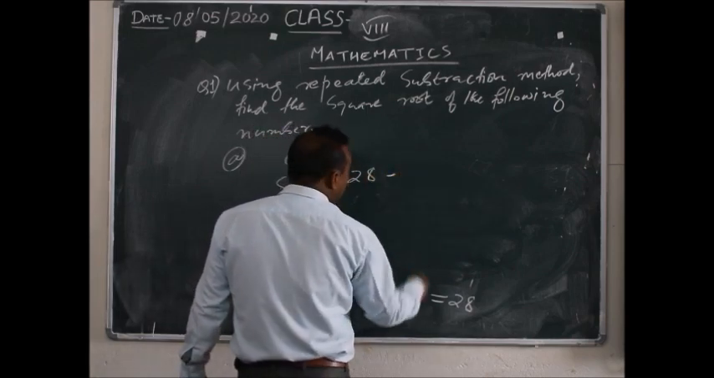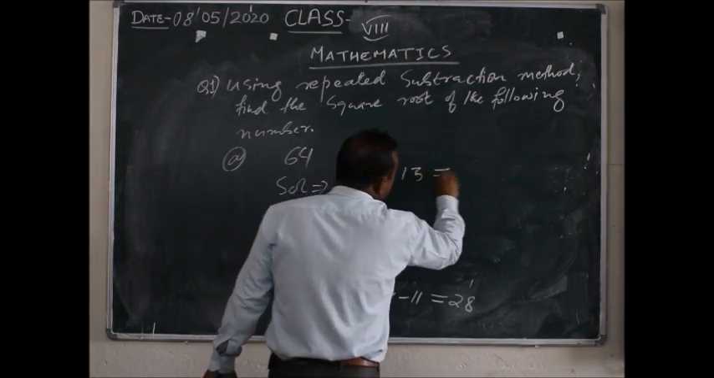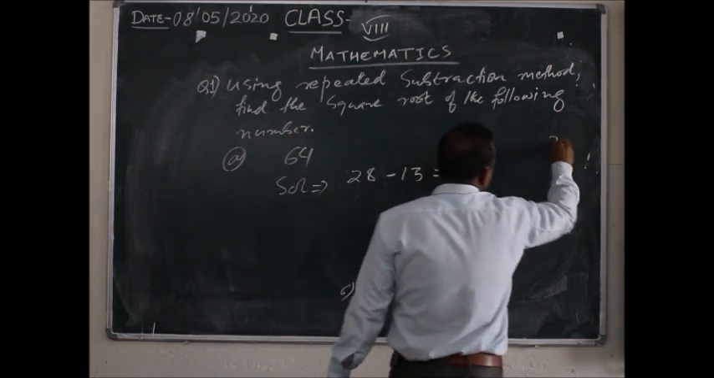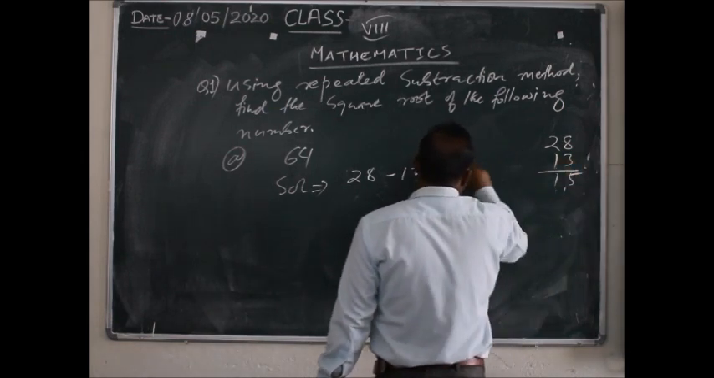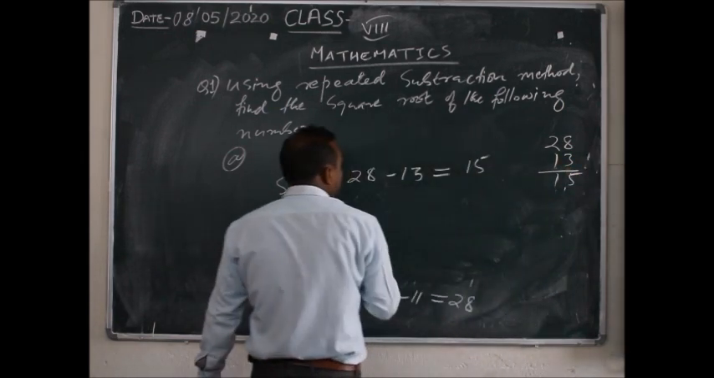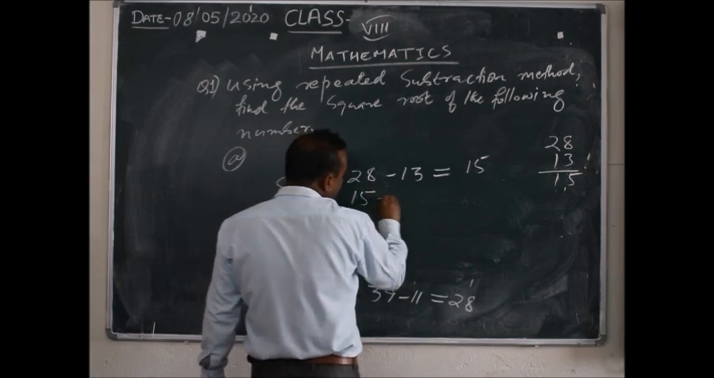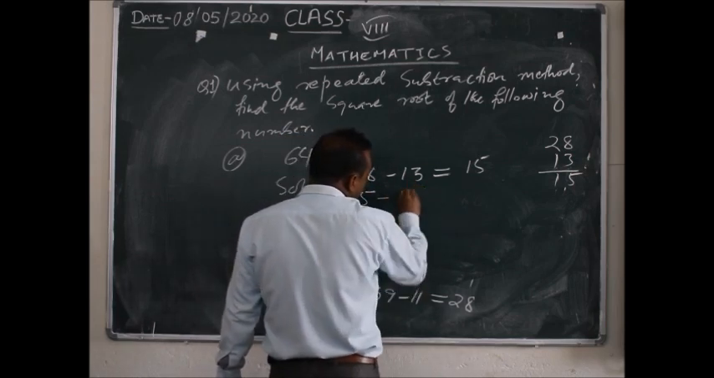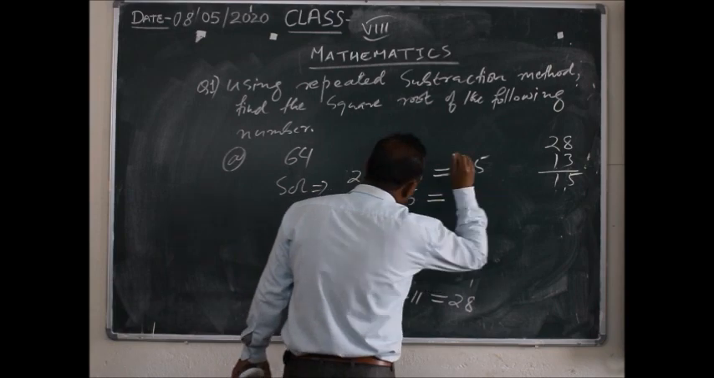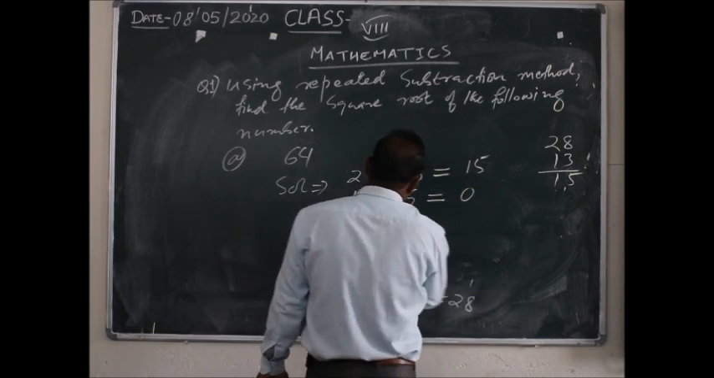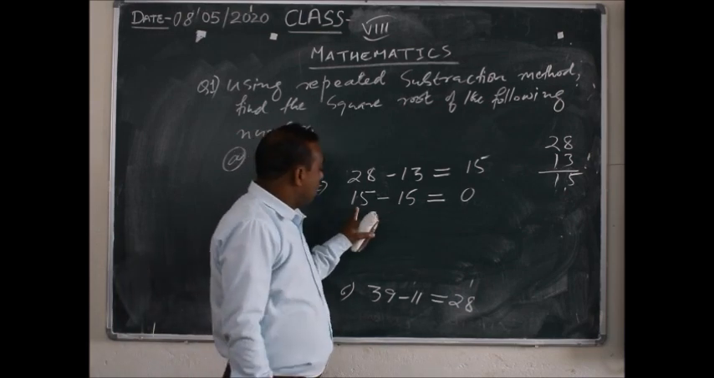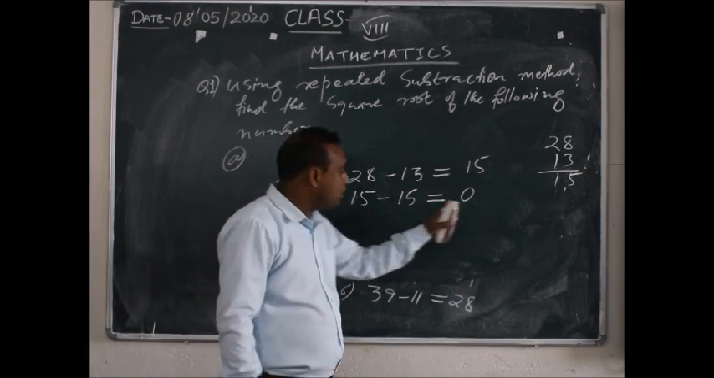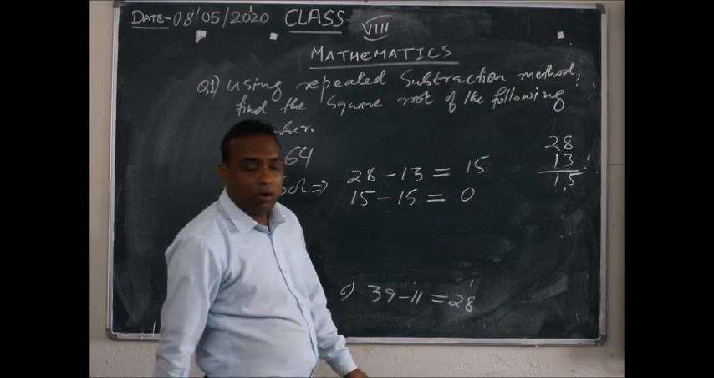28 minus 13, because after 11 comes 13. You can do this in rough form, and you get 15. Now 15 minus 15, since after 13 the odd number is 15. So you subtract it, and 15 minus 15 gives you 0. In the last step you are getting 0. Now the process stops here.